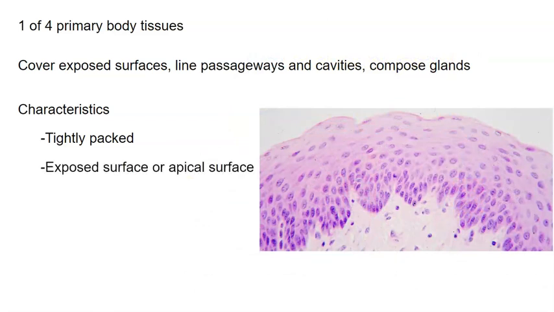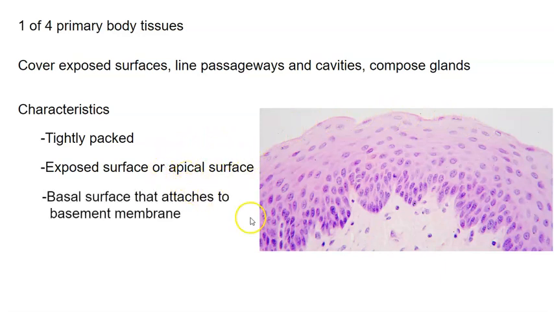There's an exposed surface. For example, on this picture, the exposed surface is up here. The exposed surface is usually referred to as the apical surface. And there's also a basal surface. That's at the bottom. Here's the basal surface here. The basal surface is attached to what's called the basement membrane. The basement membrane is difficult to see, but if you look, you can see a light pink thin line. This would be the basement membrane.